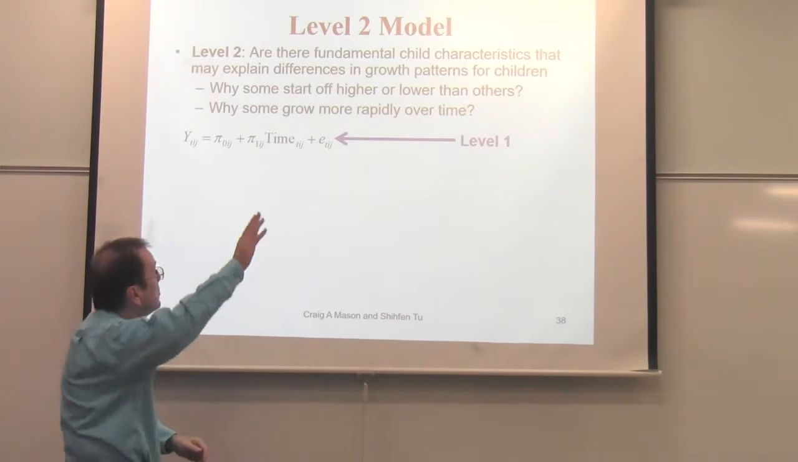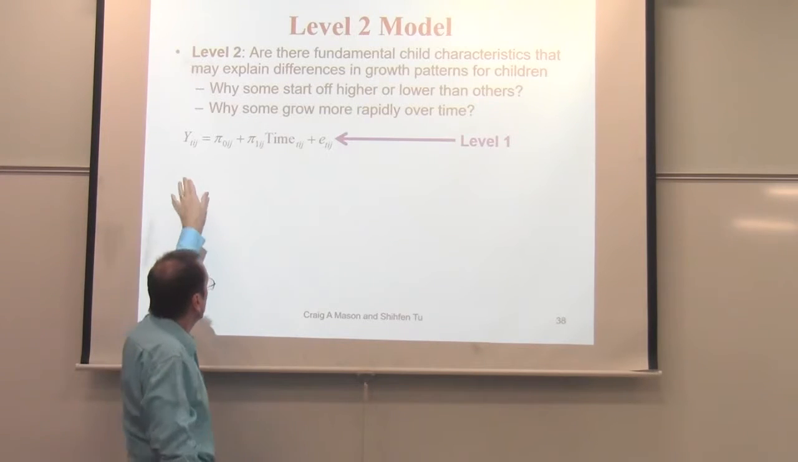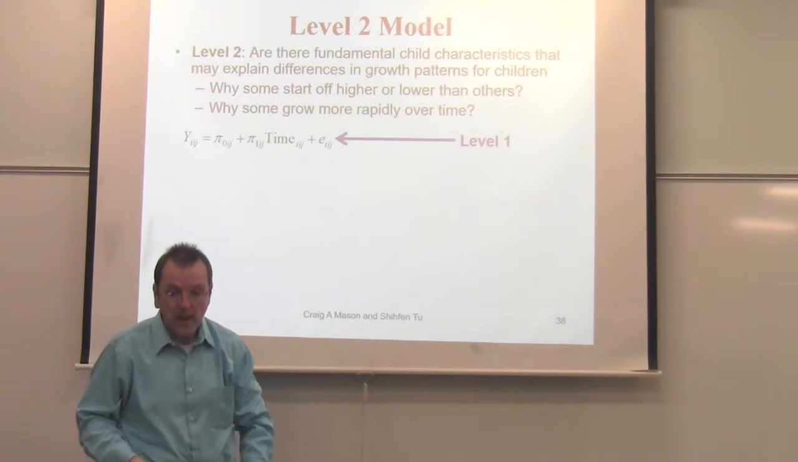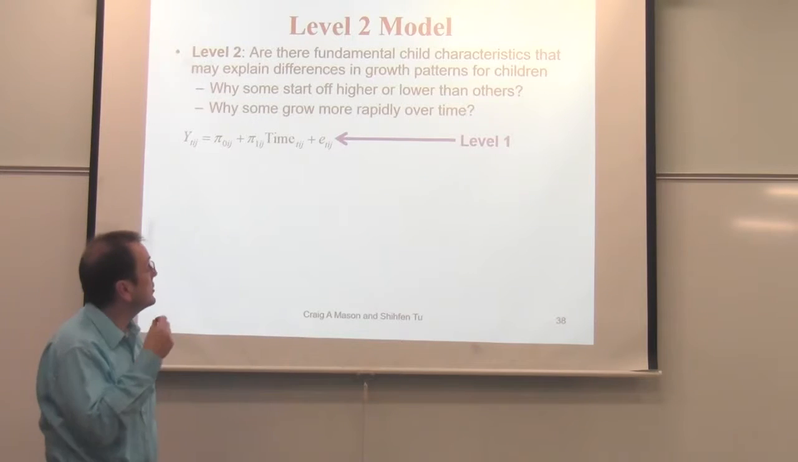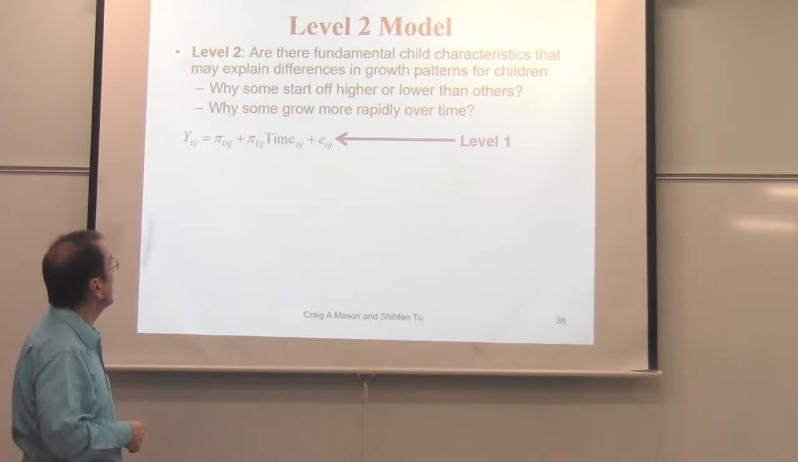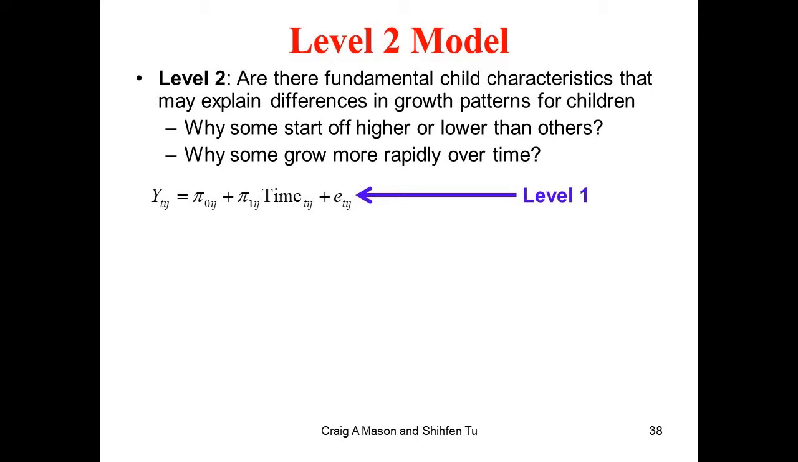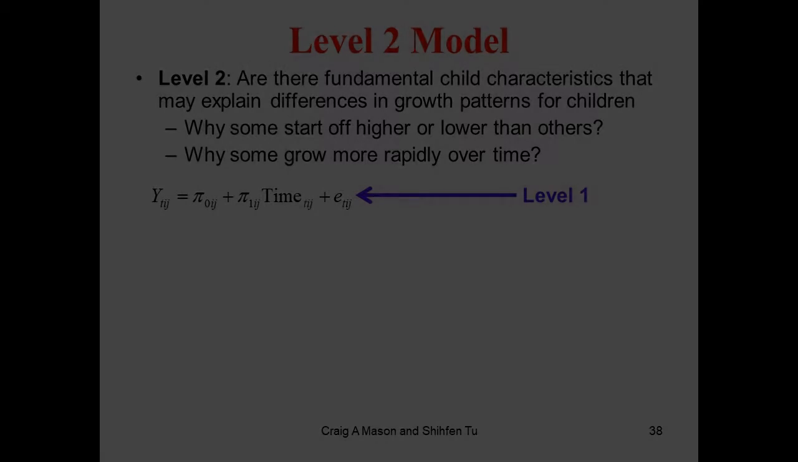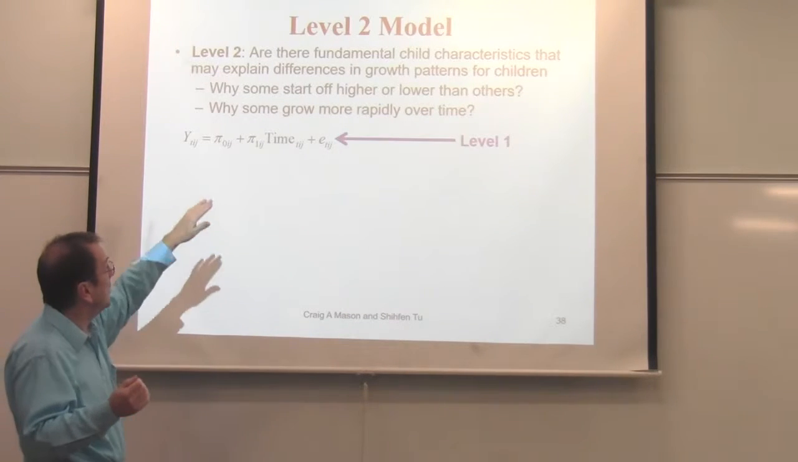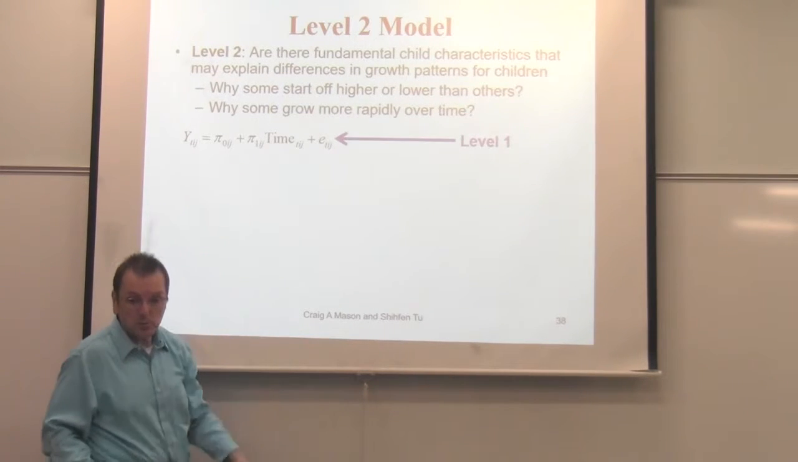So now we move on to our level 2 model. Here was our level 1 model. As we talked about earlier, the level 2 in this repeated measures approach looks at fundamental child characteristics that may explain differences in the growth patterns we see in kids. Why are some starting off higher or lower than others? And why are some growing more rapidly over time? We're going to be looking at those parameters.